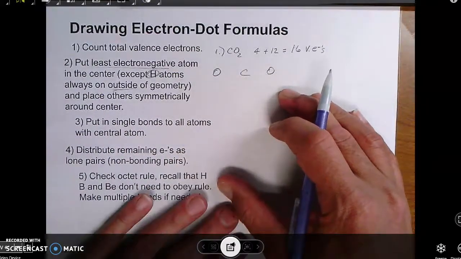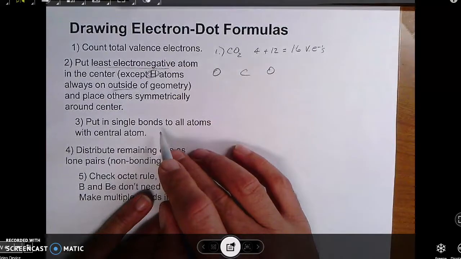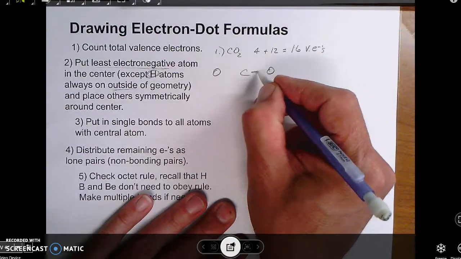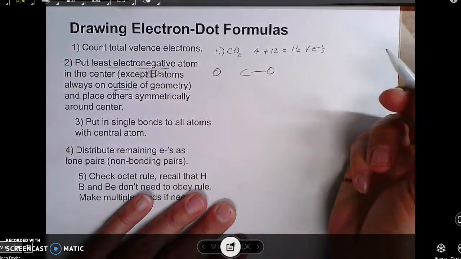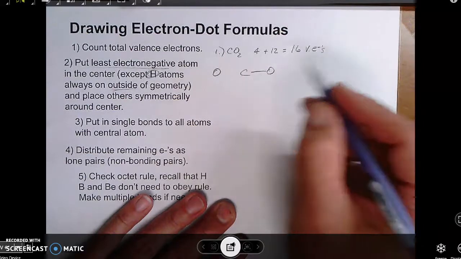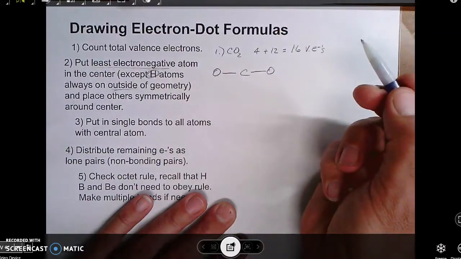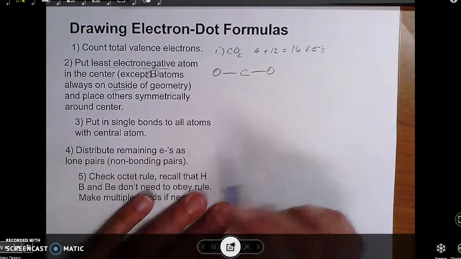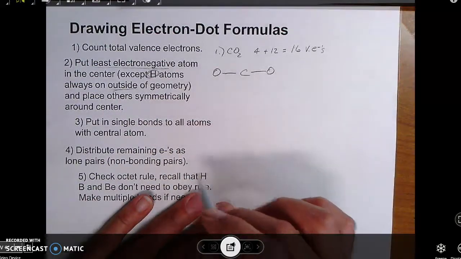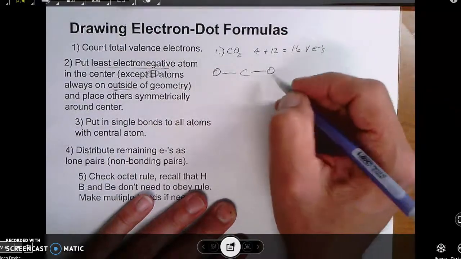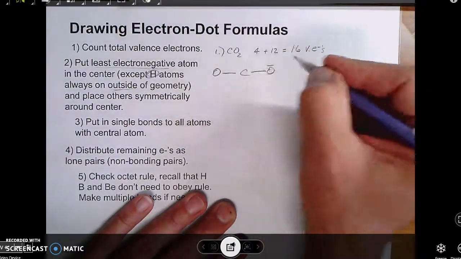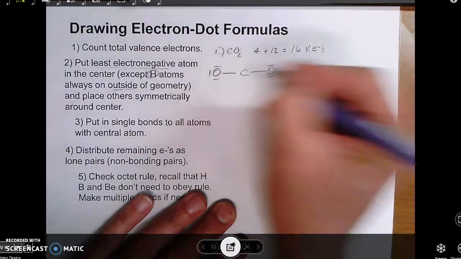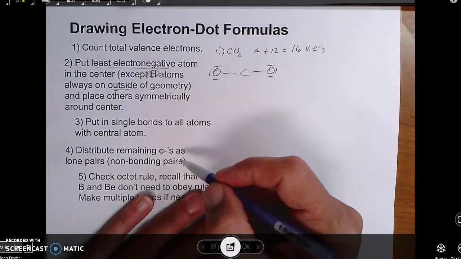All right, now the next step is to put in the single bonds for the molecule. So carbon is bonded here to the oxygen, and that's a 2-electron bond, so that counts as 2. This is another 2, so that's 4 total. And then we distribute our remaining electrons as non-bonding pairs. Usually we do that on the external atoms first. So I have 2, 4, 6, 8, 10, 12, 14, 16. Now we're done with all the electrons.